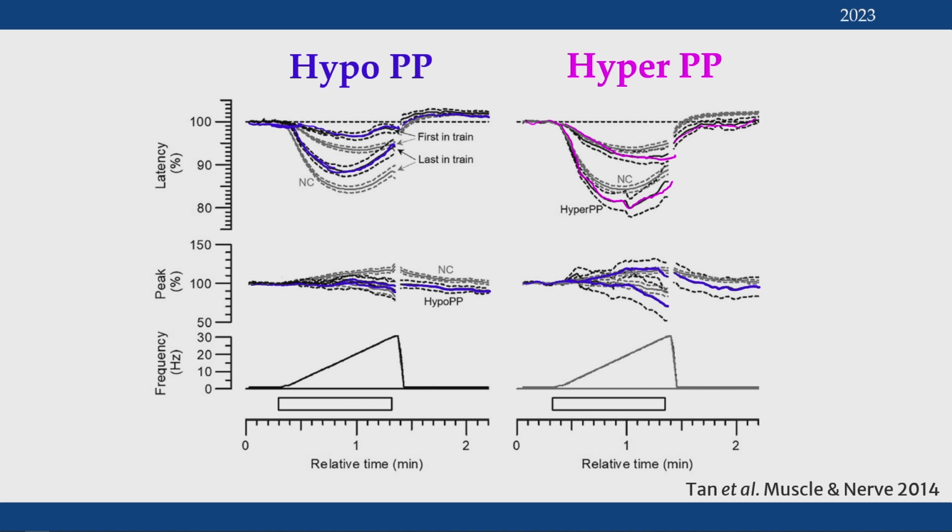So this is using a frequency ramp. You have a period of baseline stimulation at 0.5 hertz, and then you increase over approximately a minute up to 30 hertz, and then look at the recovery. And what you get in the response for latency is a U-shaped curve, but in the hypo-PP, that increase in latency is reduced. In the hyper-PP, it's similar to control, so it wasn't significantly different, but there's a trend that it's increased.